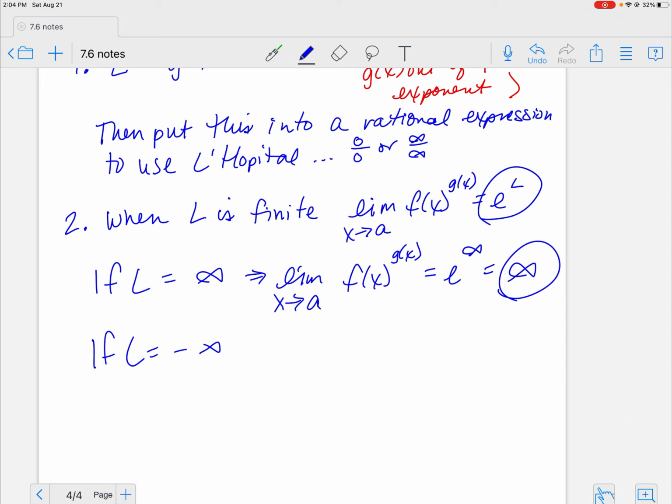If L is equal to negative infinity, then the limit as x approaches a of f of x to the g of x is equal to e to the negative infinity, which is the same thing as 1 over e to the infinity, right?